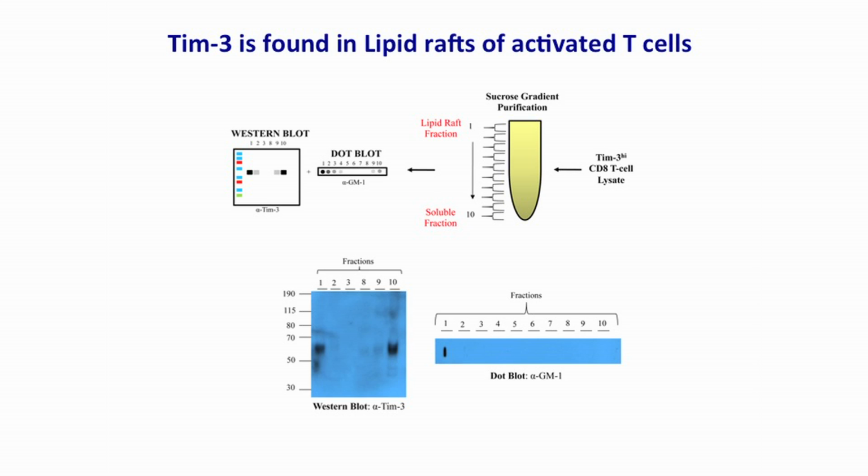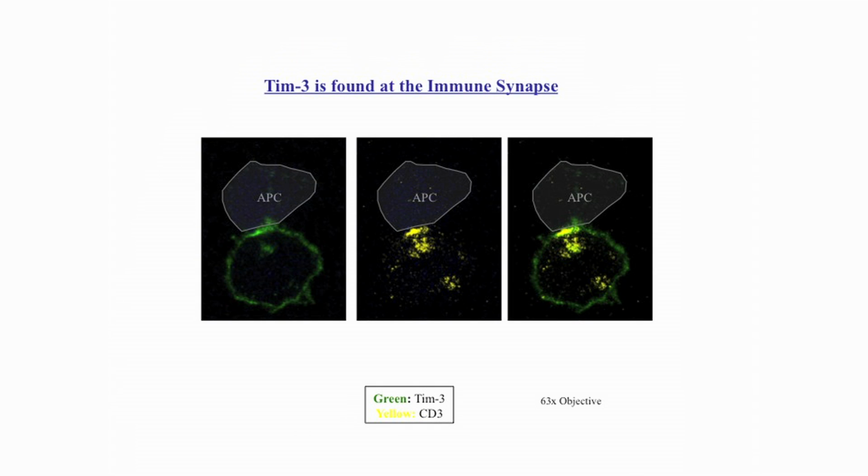Here's an example of the fractionation, where number one is lipid raft, and you can prove that it's lipid raft because they usually contain GM1 ganglioside. If you do a Western blot on these fractions, you find that TIM3 is found in fraction 1, which is the fraction that contains the lipid raft. And with immunofluorescent staining, TIM3 is green and CD3 is yellow. You can see that CD3 co-localizes with TIM3, so you see TIM3 actually at the immune synapse.